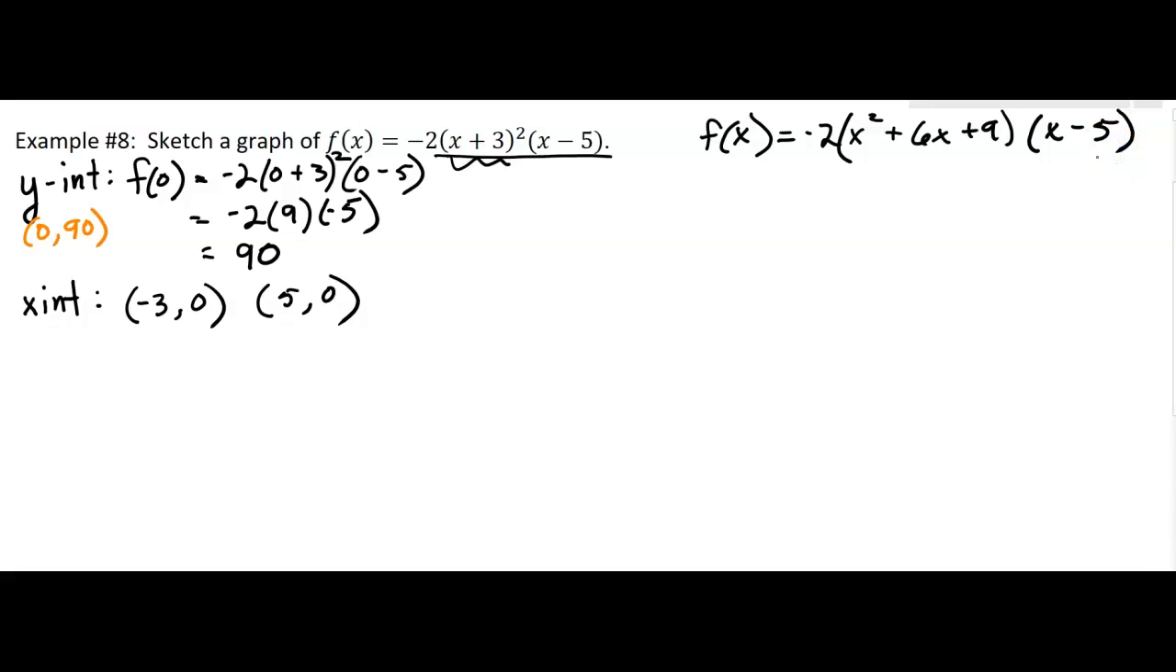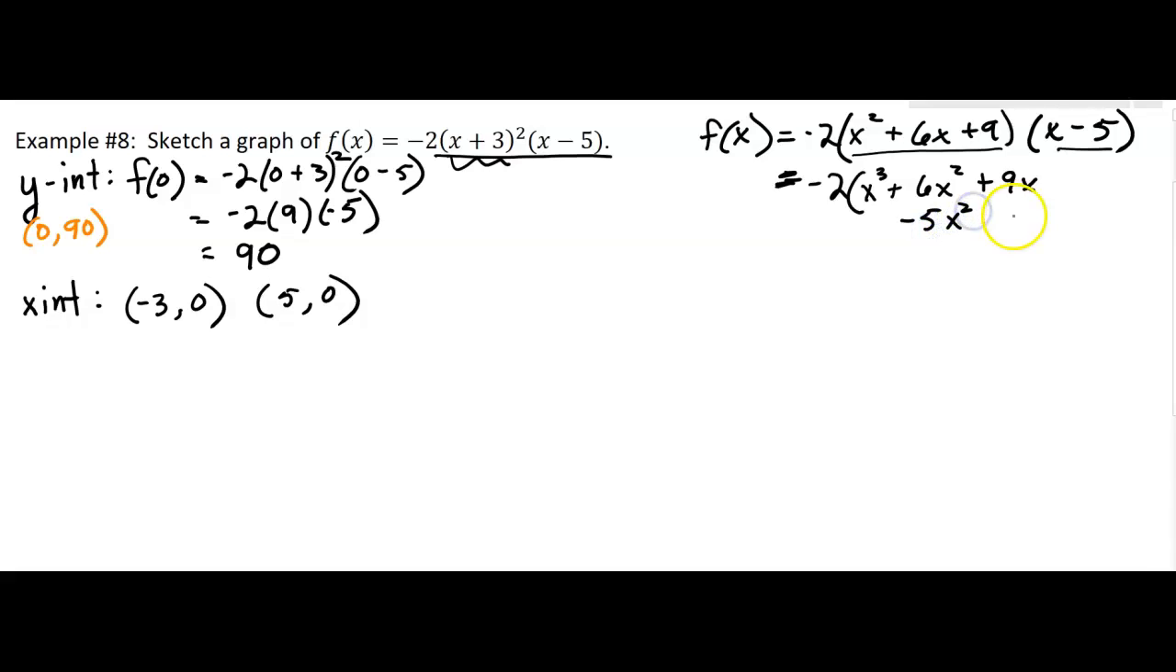Now we've kind of been avoiding multiplying it out. I don't think it's really going to help us here, but I didn't want you to be confused on why I am ignoring the symmetry. So I'll multiply the trinomial times the binomial. That's going to give me what? x cubed, 6x squared, 9x, a minus 5x squared.